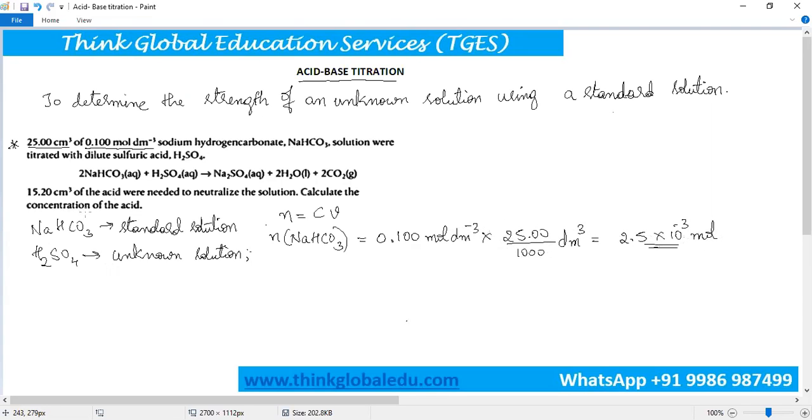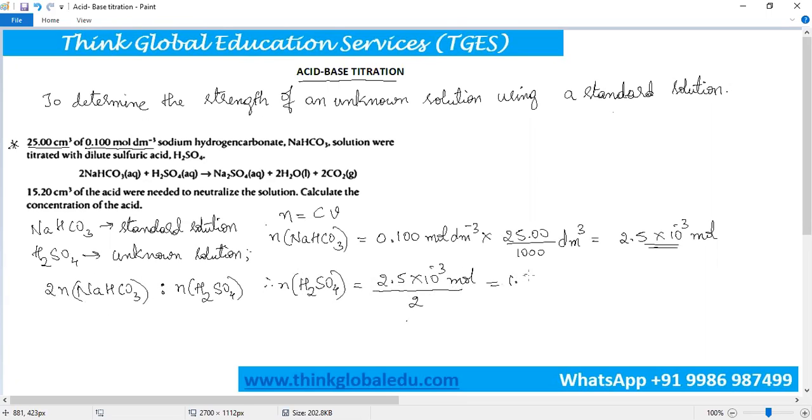So now we have to look into the mole ratio of the acid and the base in the reaction mixture. That is, 2 moles of sodium bicarbonate reacts with 1 mole of sulfuric acid. Therefore, the number of moles of sulfuric acid will be equal to 2.5 × 10⁻³ moles of sodium bicarbonate divided by 2, which will be equal to 1.25 × 10⁻³ moles.